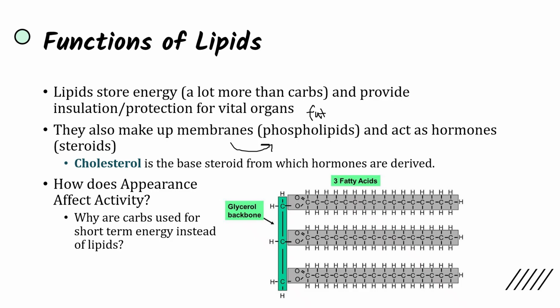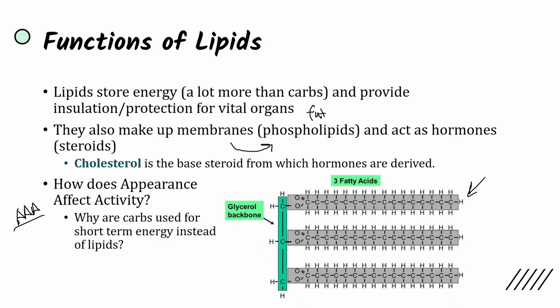And so now let's look at our AAA rule. How does appearance affect activity? Why are carbs used for short-term energy instead of lipids? And if we take a look at a triglyceride here, at a fatty acid, and their fatty acid chains, you can see that lipids, they have lots of hydrocarbon chains. And because they're so large, they can store a lot of energy within the bonds, but it is more difficult to break apart the bonds here to release that energy.